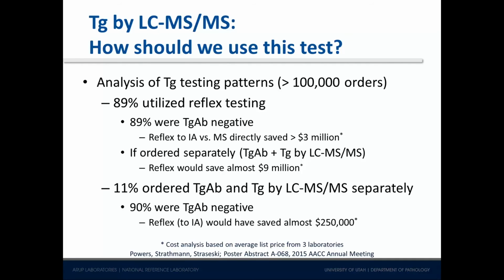The rest of the orders were ordered separately for thyroglobulin antibody and thyroglobulin by mass spectrometry, so that remaining 11%. As we would predict, the majority of these were also antibody negative. So mass spectrometry testing was performed in these cases when it wasn't necessarily needed. So for this subset, reflexing to immunoassay would have saved almost $250,000. So we're showing here that just doing mass spectrometry isn't enough. We have to think about the proper ways to implement and the proper ways to use these results.